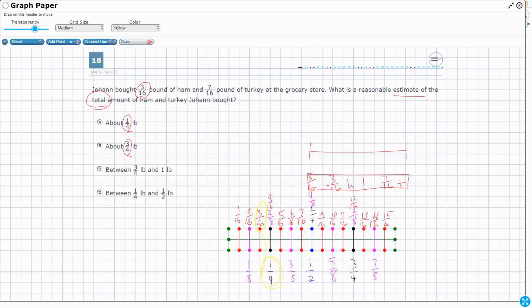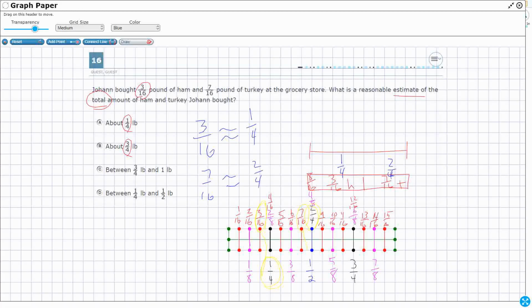3/16 is right here. And look, it's right next to my 1/4. Okay? So I'm going to say my 3/16 is about, these squiggly lines mean about, 1/4. Okay? And then let's find, what's the other one? 7/16. 7/16 is right here. And look, it is right next to my 1/2 or my 2/4. So since we're doing fourths, let's do fourths. So let's say that's 2/4. So my 7/16 is almost 2/4 or 1/2.